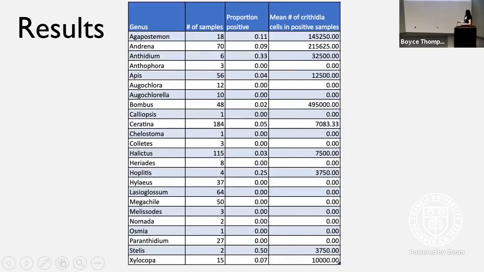So this is a little bit more of a specific graph or table that we had. One thing that I'd like to point out is all the categories are the same, but the Bombus, which is right here, only had about 48 and 2% were positive. But the most important thing is that right here, you can see there's a really high mean number of Crithidia cells, which just goes to show that even though we had only one bee with Crithidia, it was really, really prevalent within their system, and that it's very associated with this parasite.